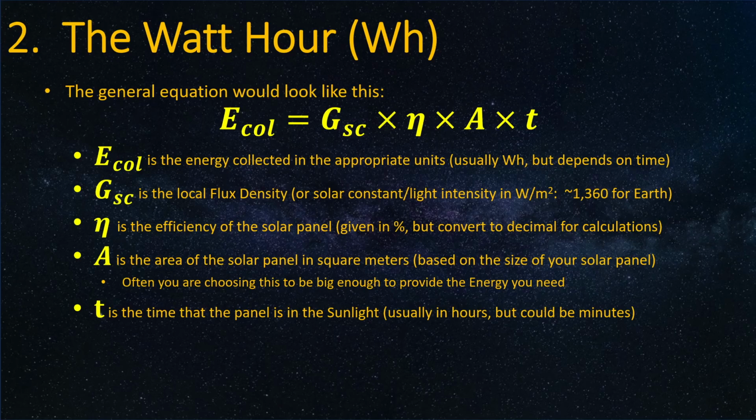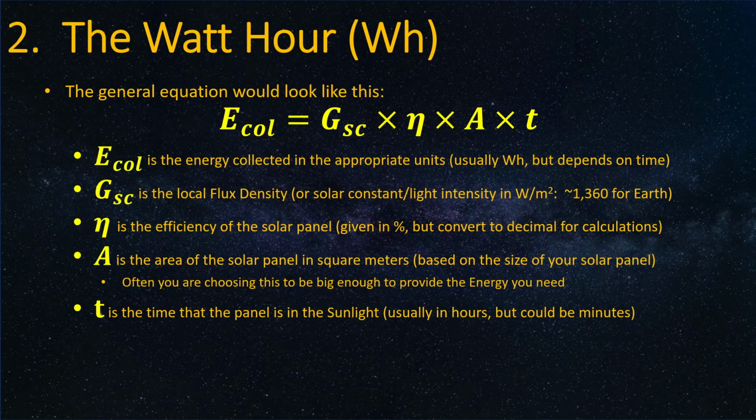G sub CS, I'm using the notation that it corresponds to the solar constant, but it's going to represent the local flux density, or the solar constant describing how intense the light is. I'll give you a hint, that value will be measured in watts per square meter. So if nothing else, if you see a value that is in watts per square meter, there is a very good bet that it is your local flux density, and you would put that number in for G sub CS. We're going to multiply that by eta.